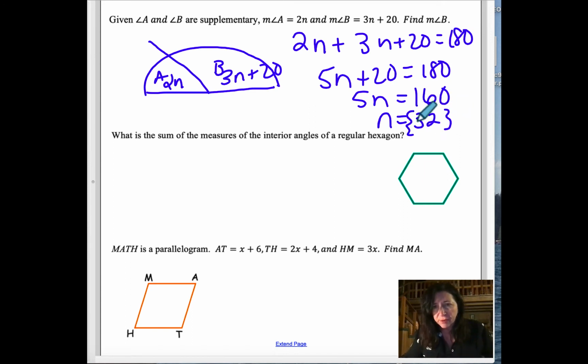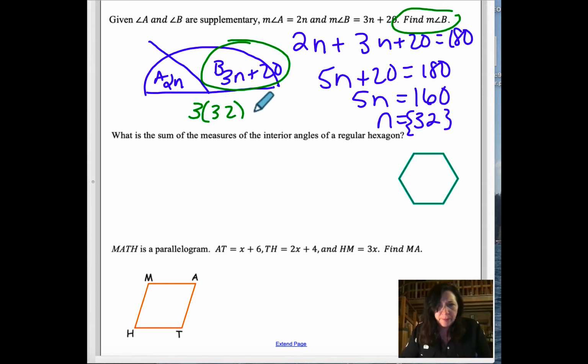And it's a solution. Put your answers in solution sets. We just found n, which is a solution. However, that's not my answer. Read the question. The question says, find angle B. Well, this is angle B. I have to plug this value in. So we're going to go 3 times 32, add 20. 32 times 3 equals 96, add 20. I get 116. So this is how you write it.